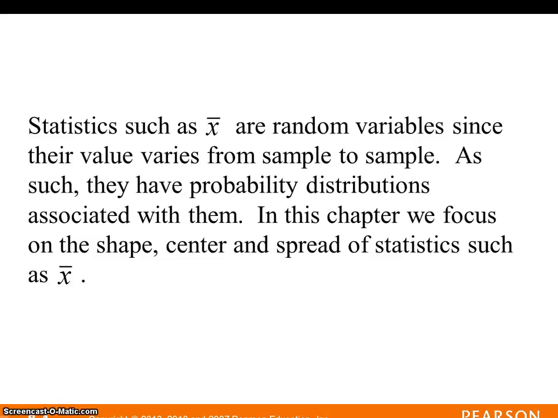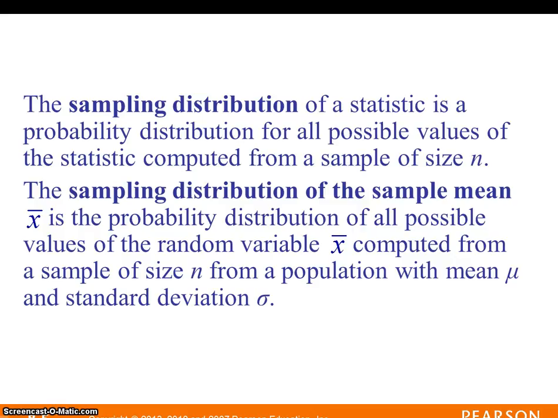There's an example of this on page 401, I guess. As I said before, statistics now, such as the mean, are random variables since their values will vary depending on the sample that you take. And so they'll have probability distributions associated with them. What we'll look at in this chapter is the shape, center, and spread of statistics, again, such as the mean or standard deviation. The sampling distribution of a statistic is a probability distribution for all possible values of the statistic computed from samples of size n.